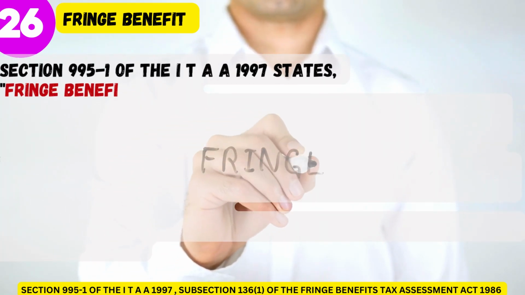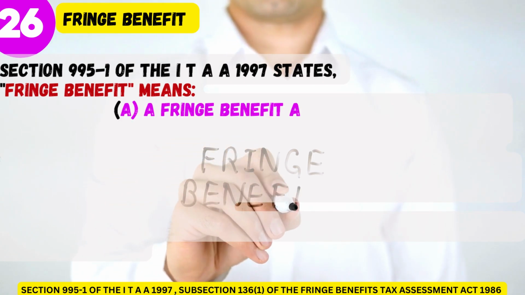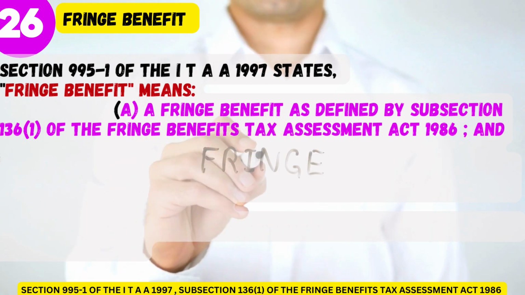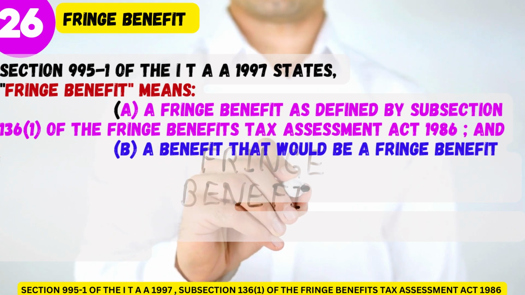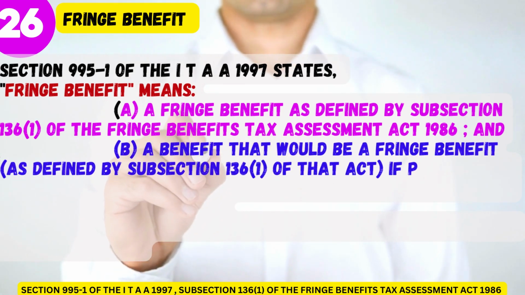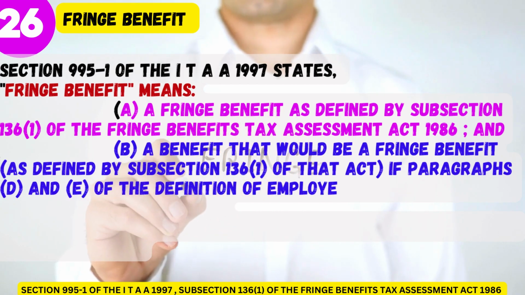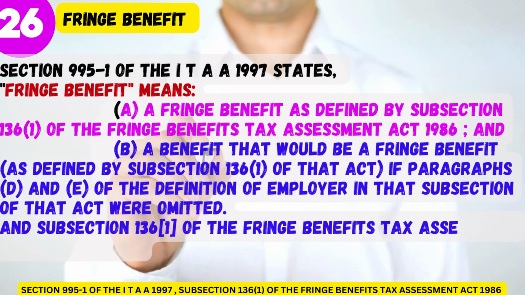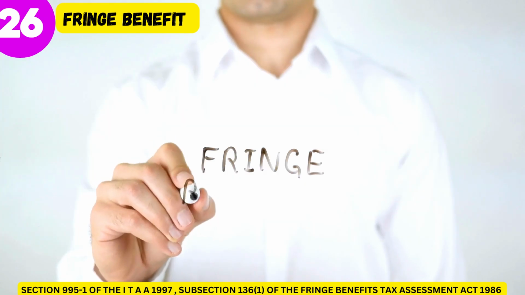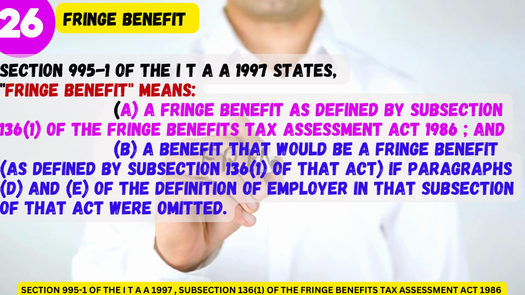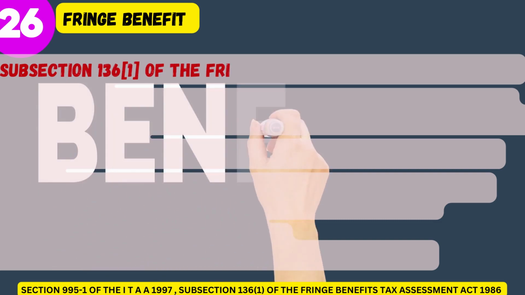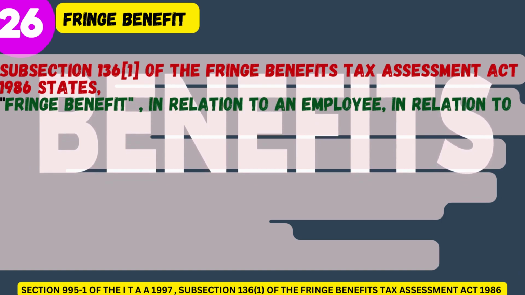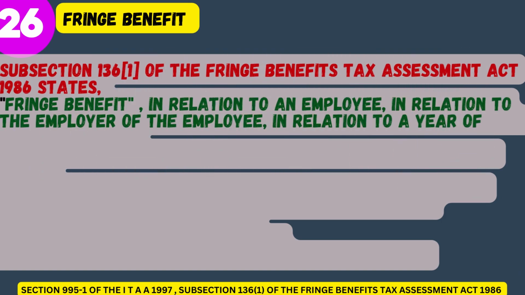Friends, Section 995-1 of the ITAA 1997 states, fringe benefit means: (a) a fringe benefit as defined by subsection 136(1) of the Fringe Benefits Tax Assessment Act 1986, and (b) a benefit that would be a fringe benefit, as defined by subsection 136(1) of that Act, if paragraphs (d) and (e) of the definition of employer in that subsection of that Act were omitted.